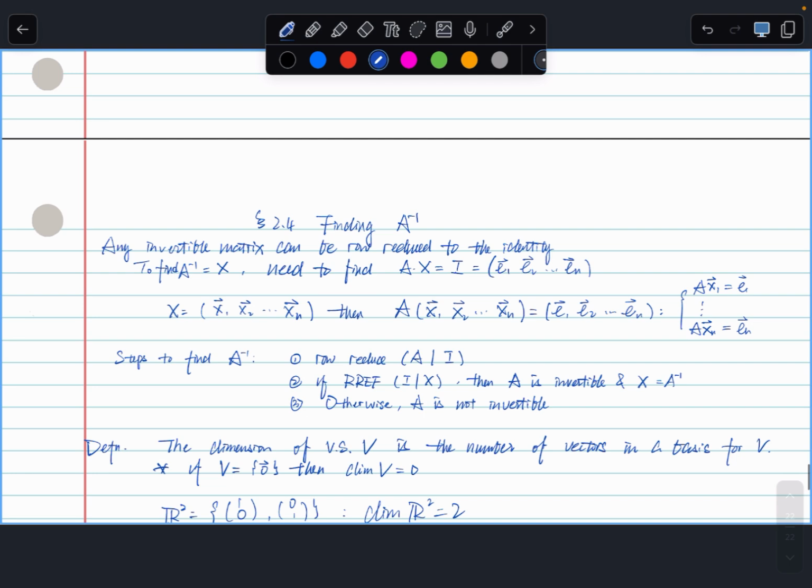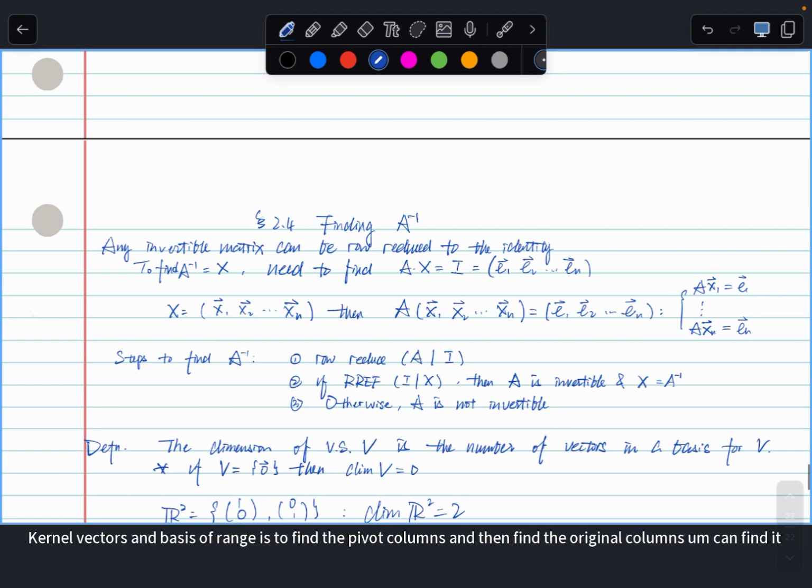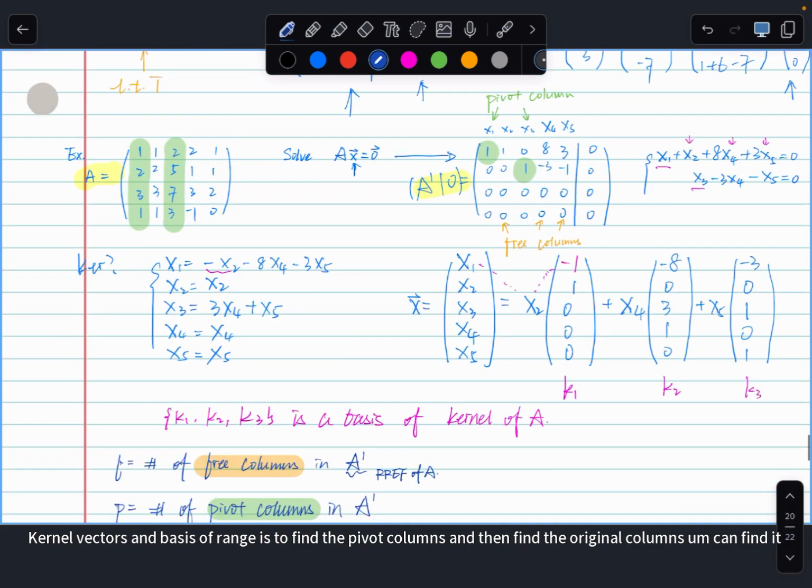Okay. We've introduced how to find the basis of the kernel and basis of the range. So basis of kernel was to solve AX equals 0 and then find the kernel vectors. And basis of range is to find the pivot columns and then find the original columns.